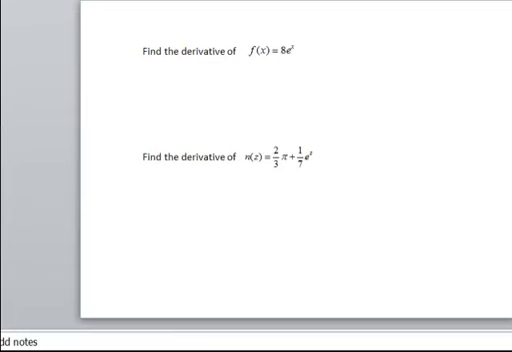First example, I have 8 e to the x. Using my constant multiple rule, we get f prime of x then is equal to 8 times the derivative of e to the x. So my answer is 8 e to the x.